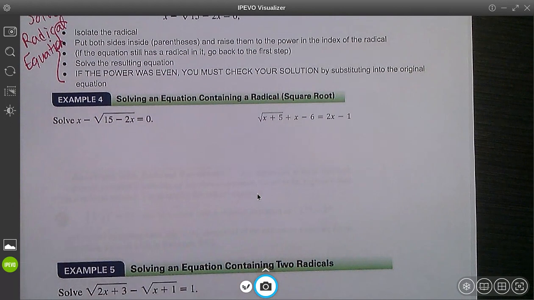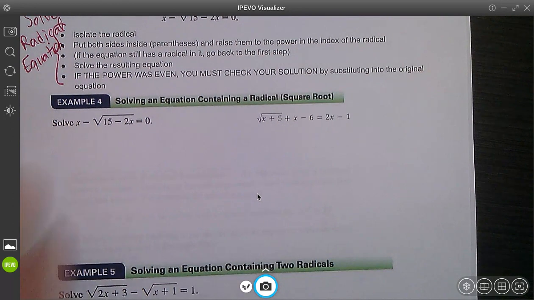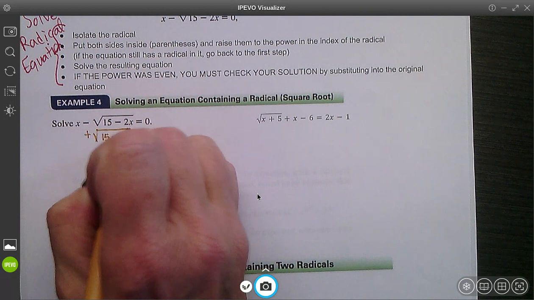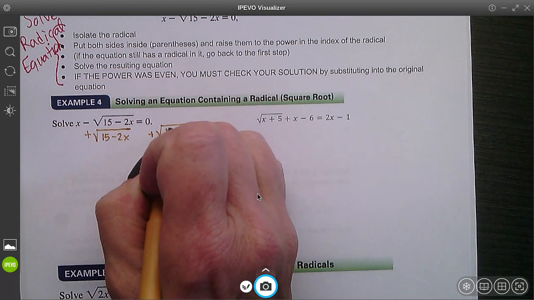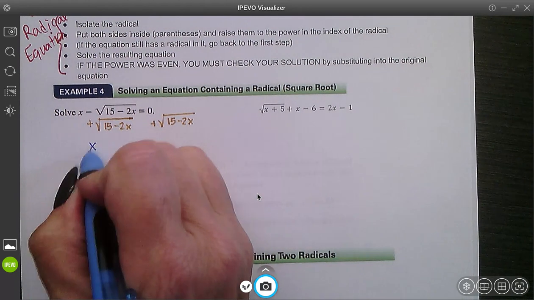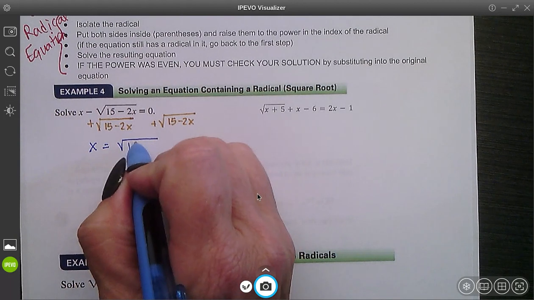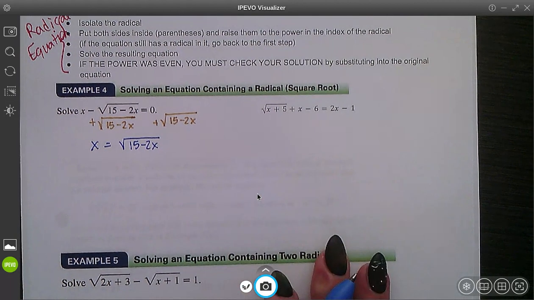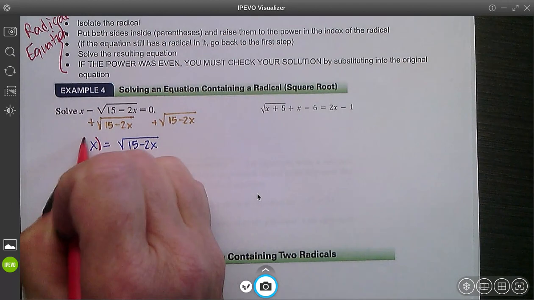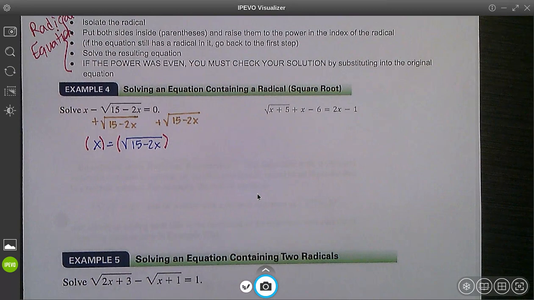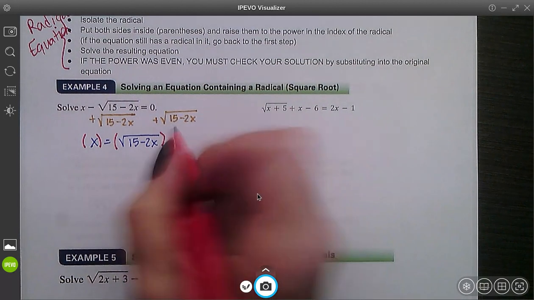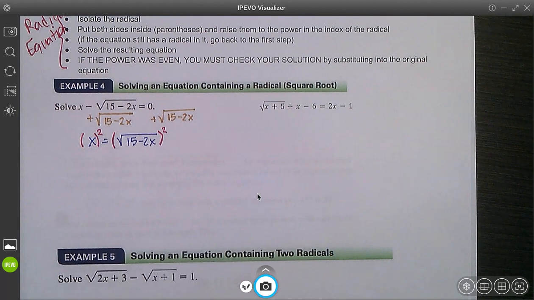My first step is to isolate the radical. I am going to choose to add that square root to both sides because, you know, I like to have as many positives as I can. So now I have x by itself on this side equals the square root of 15 minus 2x. Now that the radical is isolated, I'm going to put both sides of the equation inside parentheses. And then I have to raise both sides to the power in the index. Since this is a square root, I will square both sides.